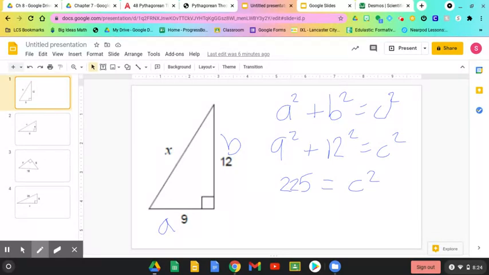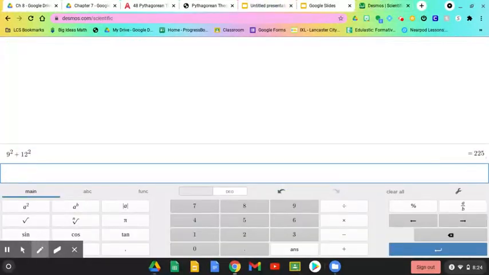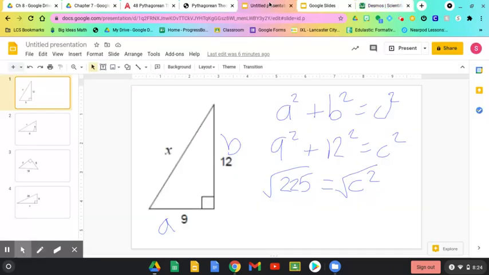Our last step for Pythagorean theorem is to always do the square root to cancel out the square. So we go back to the calculator. I'm going to hit enter to drop it down a line and just do the square root of that 225. And that gives us 15. So now we have our answer, 15 equals C. So now we know our hypotenuse, our missing side C, is 15.